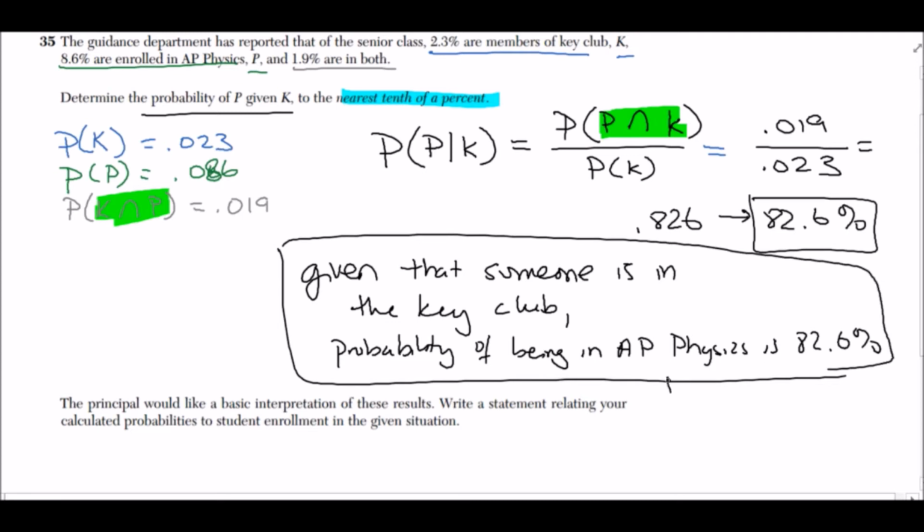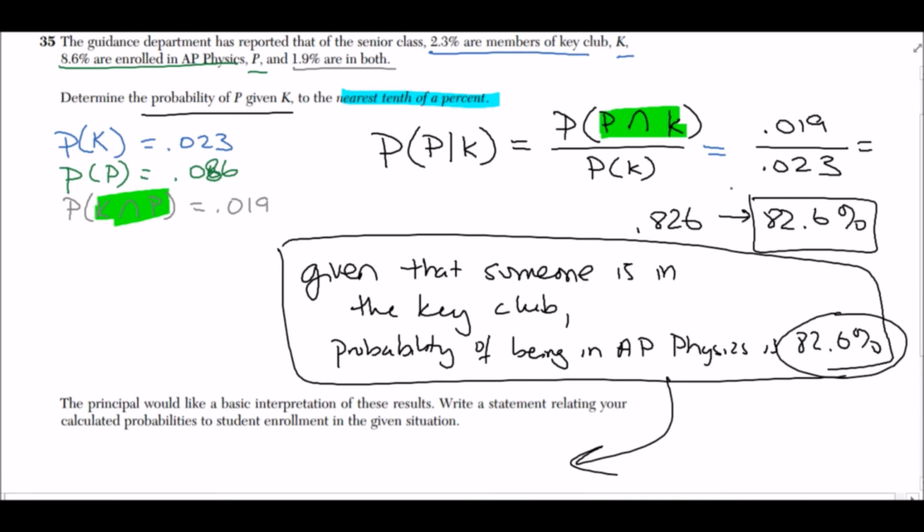Now we can make a couple of extra different statements here. First of all, if we have a probability of someone being in AP Physics at 8.6%, but if they're in the Key Club, that probability rises to 82.6%. We could say that 82.6% of students that are in the Key Club are in AP Physics, but we could also then make the statement that people that are in the Key Club are a lot more likely to be in AP Physics, because if they are in the Key Club, they have an 82.6% chance of being in AP Physics.